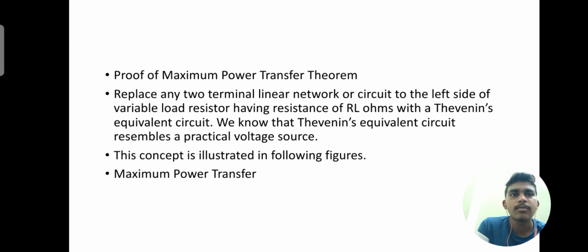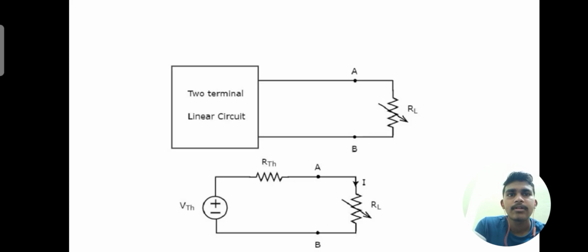Proof of maximum power transfer theorem. Replace any two-terminal linear network or circuit to the left side of variable load resistor having resistance of RL ohms with a Thevenin's equivalent circuit. We know that Thevenin's equivalent circuit resembles a practical voltage source. This concept is illustrated in the following figures. Maximum power transfer. Look at the diagram.